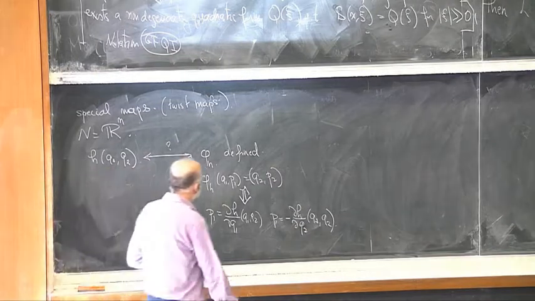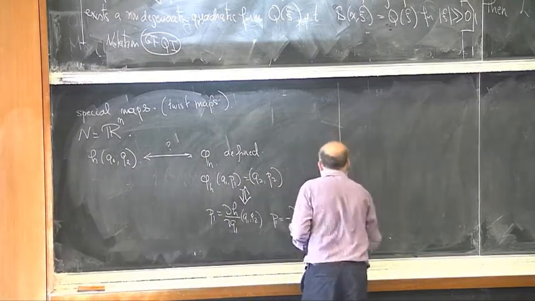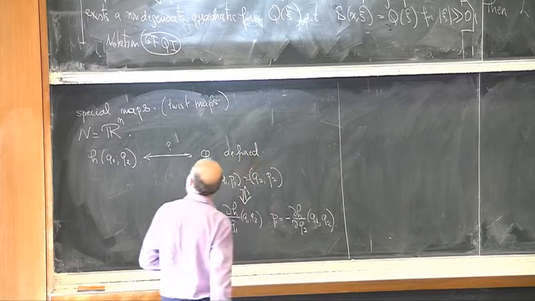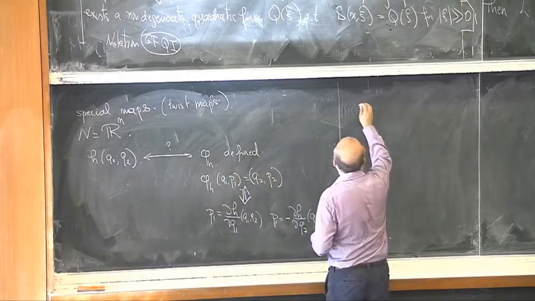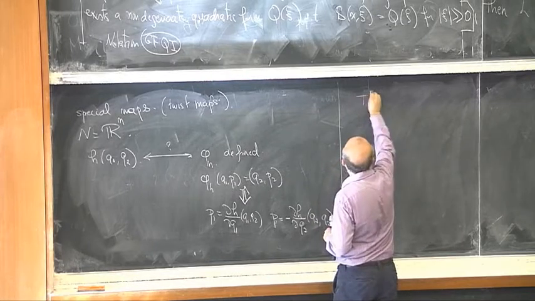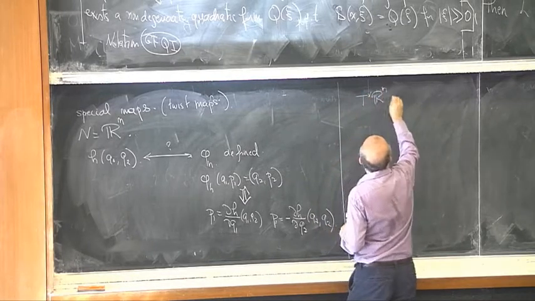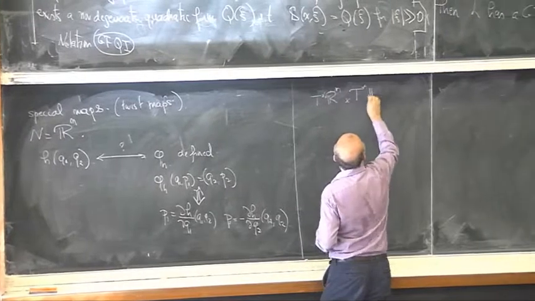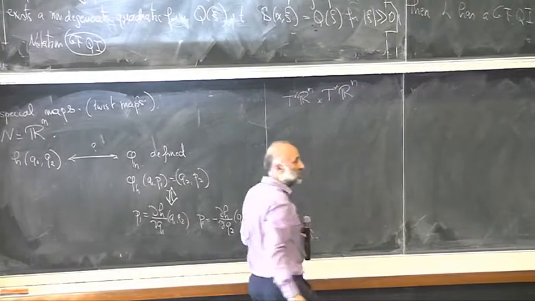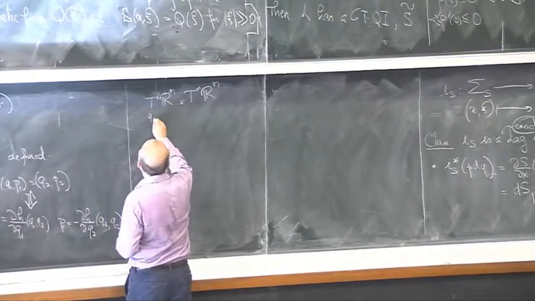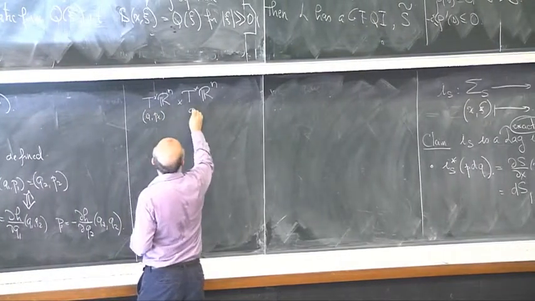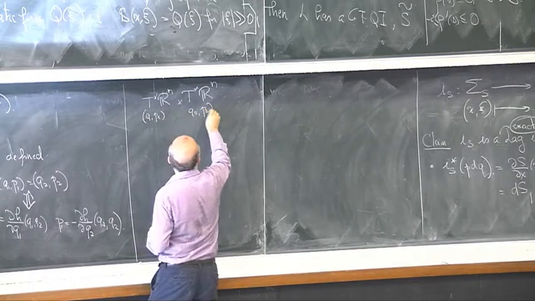So where does this sort of strange thing come out from? Well, it comes out from looking at T star N times T star N here. So here you have q1, p1. Here you have q2, p2.